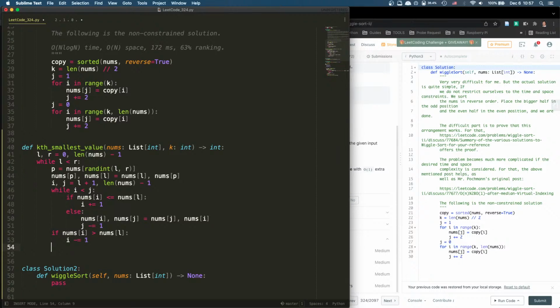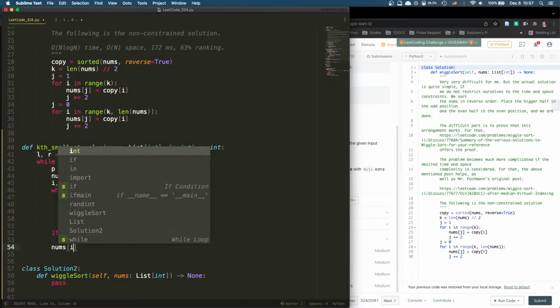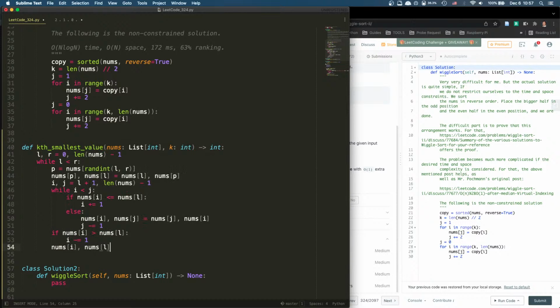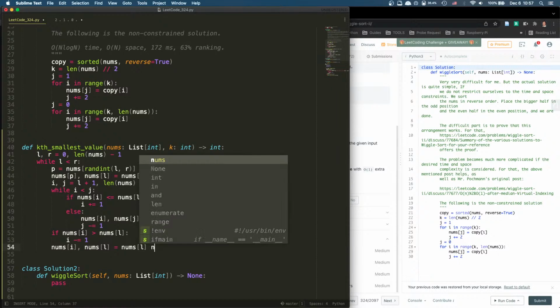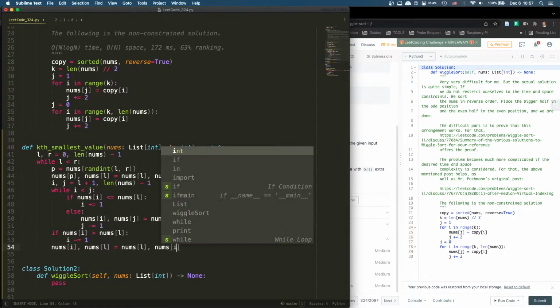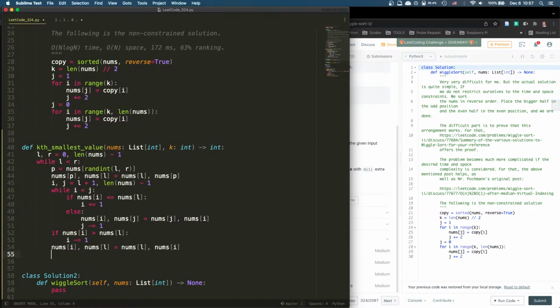Now, we're going to do the last swap. We're going to say nums[i] and nums[L] equals nums[L], nums[i]. So this one puts the pivot into the right position, which is at the ith position. Now we do that. After we get that, now we're going to compare. We see if it's the case, right? So it's the 0th, 1st, 2nd, all the way to the kth position.